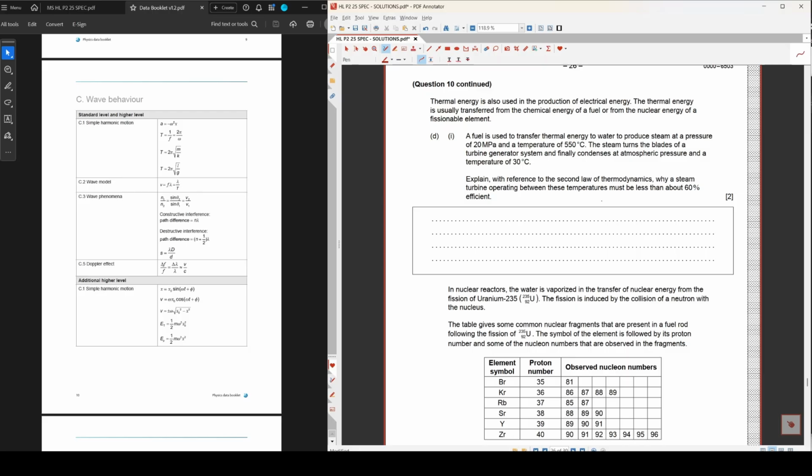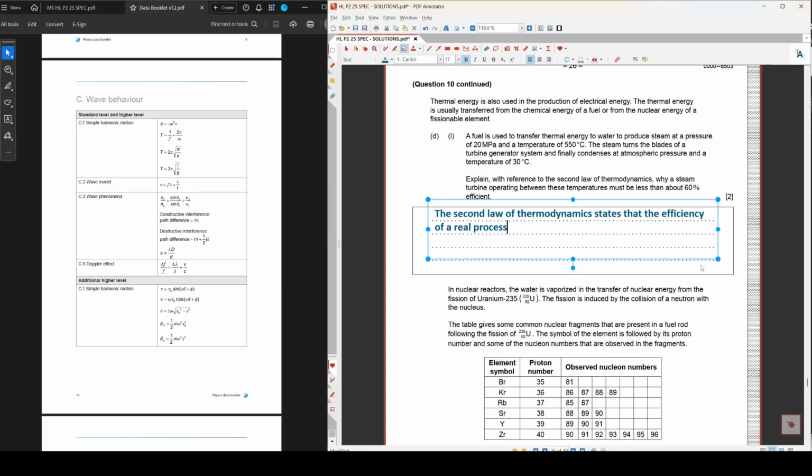That 60% must be something I can figure out, because that's not a special number really. So I'm starting to think about how I could get a percentage number to make an argument here. And also, what's the second law of thermodynamics? There's like 15 ways to say it. One way to say it, since we're talking about efficiency, is that the second law of thermodynamics states that the efficiency of a real process, or maybe a real cyclical process, will be less than the ideal efficiency of a Carnot engine.